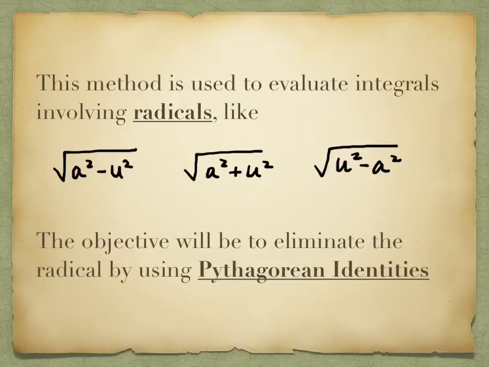Square root of a squared minus u squared, square root of a squared plus u squared, and square root of u squared minus a squared, which is in fact every variety that's possible right there, right? I can do the subtraction in either order of two values squared, or I can do addition of the two. These are the only three possibilities here. And the objective is going to be to eliminate this radical by using Pythagorean identities.